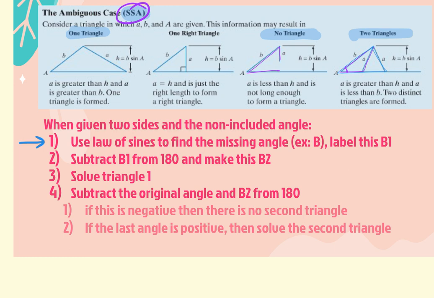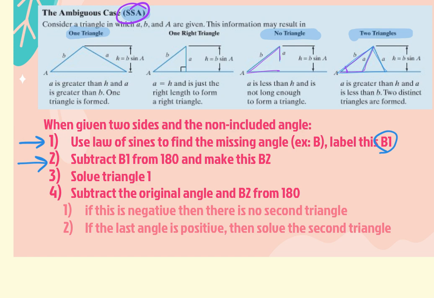That angle we will call B1 if it's angle B. If it's angle C, we'll call it C1. If it's A, we'll call it A1. And then we will go through the motions to assume that there is also a second triangle. And to do the next step, you will take and subtract what you just got from 180, and we will use that as B2 or A2 or C2, whatever that letter is you're looking for.